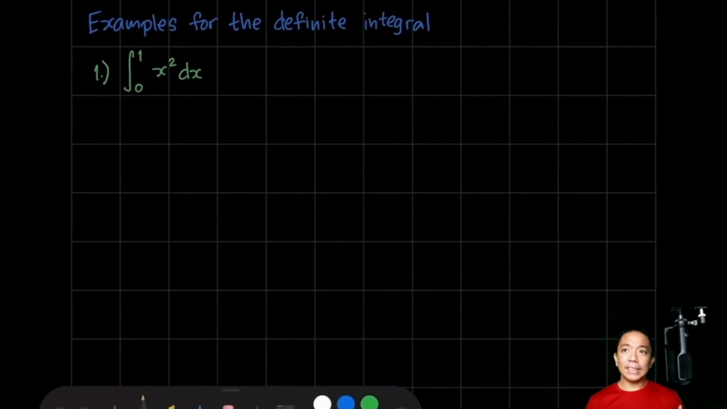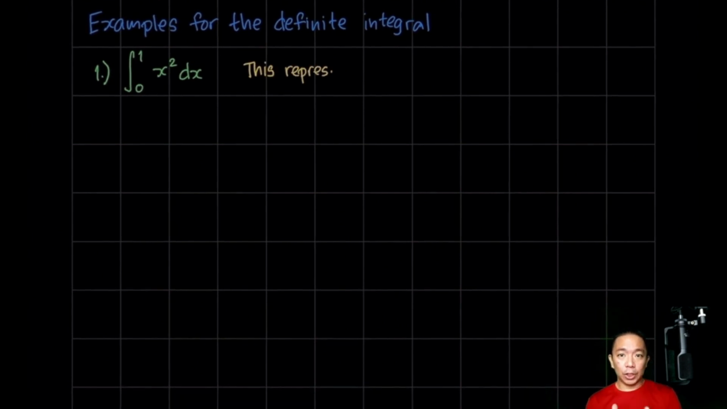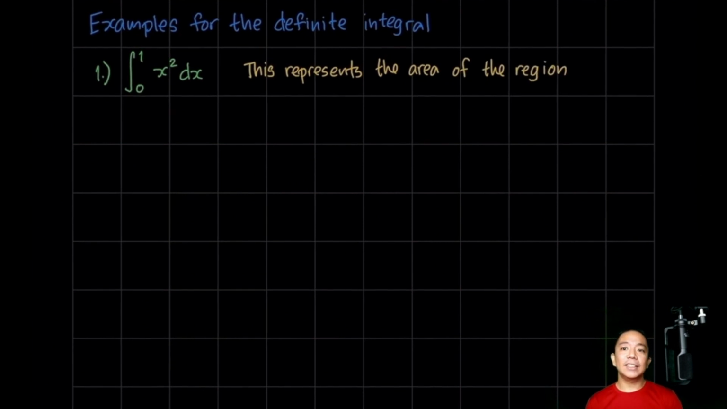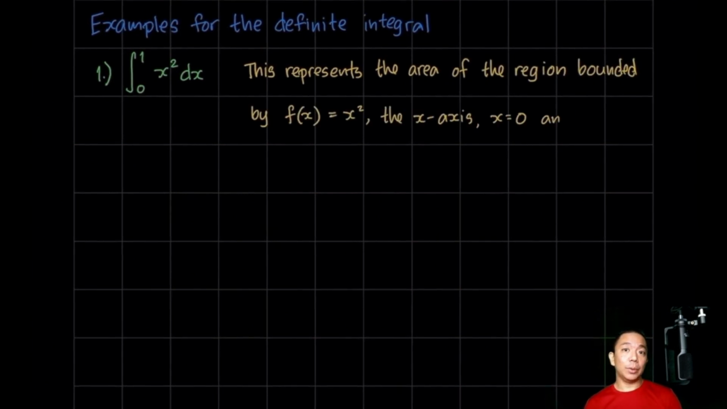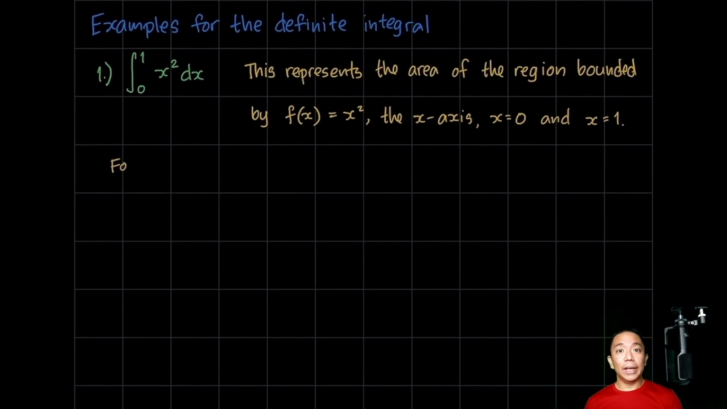So first, let's answer kung ano ba tong expression na to. This expression represents the area of the region bounded by the function y equals x squared, yung x-axis, on its left side yung x equals 0, and on its right side yung x equals 1.